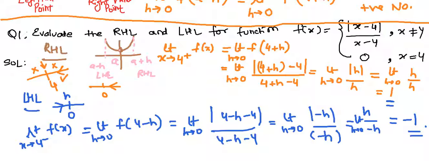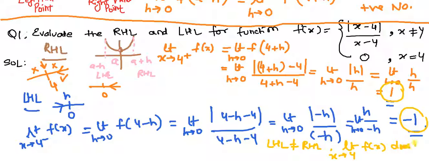Now you can say, you got right hand limit as 1 and left hand limit as minus 1. Since both the limits, left hand limit and right hand limit, are not equal, you'll say that the limit exactly at 4 for the function f of x does not exist. I hope it's clear to you.